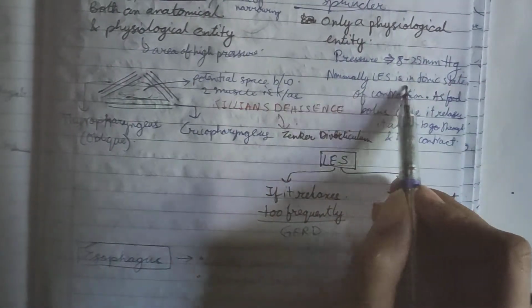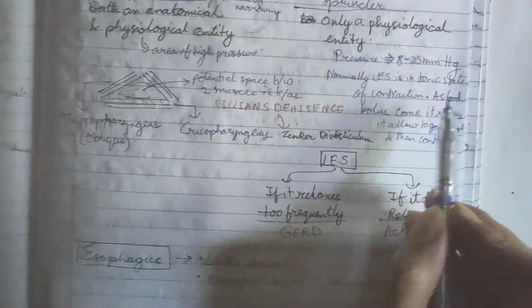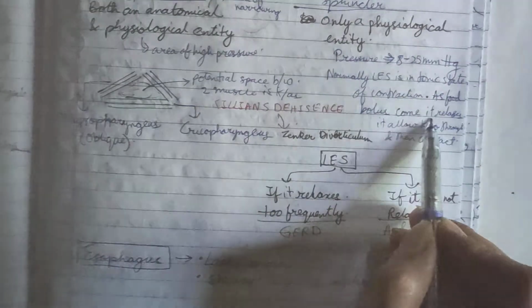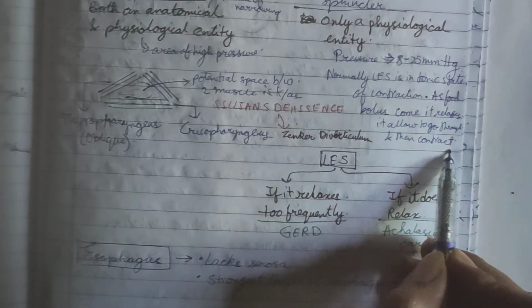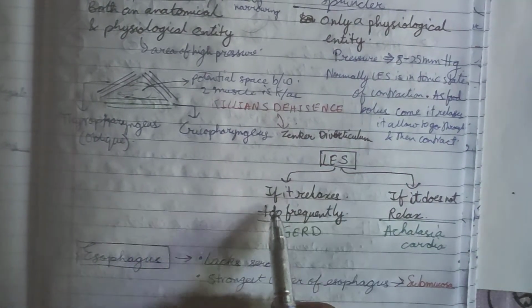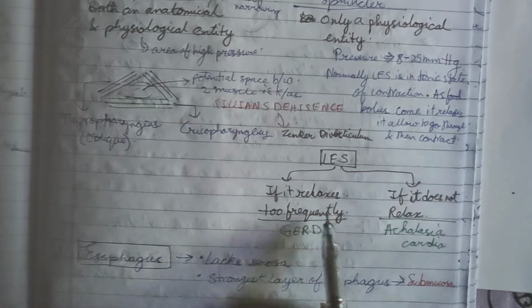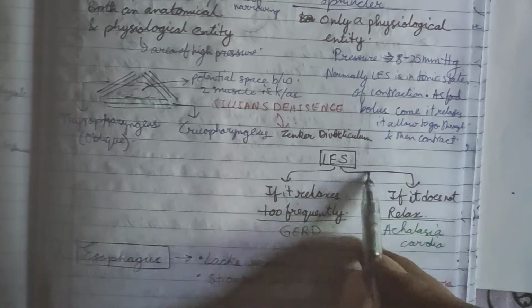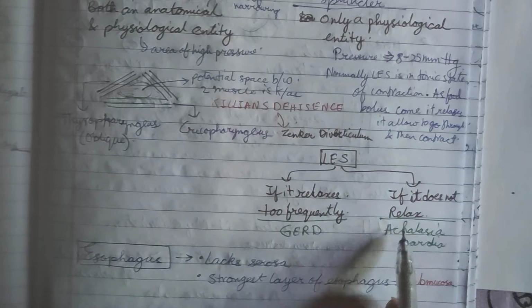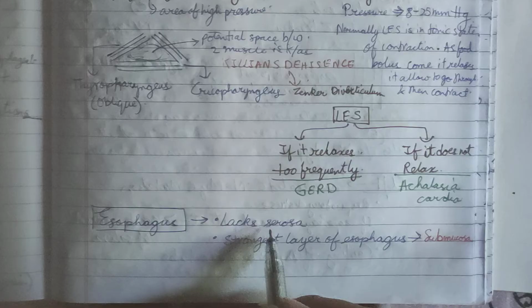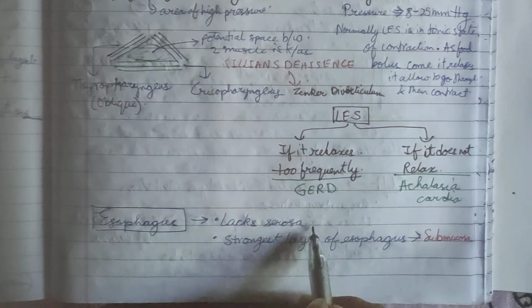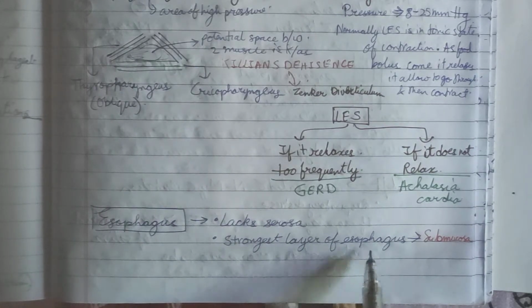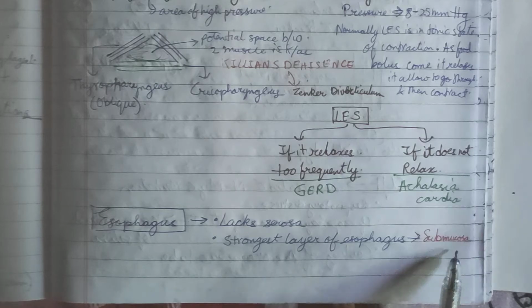Normally, the LES is in a tonic state of contraction. As the food bolus comes, it relaxes, allows the bolus to go through, and then contracts. If the LES relaxes too frequently, it leads to GERD, and if it does not relax, it leads to achalasia cardia. Other important points for the esophagus: it lacks serosa, and the strongest layer of the esophagus is the submucosa.